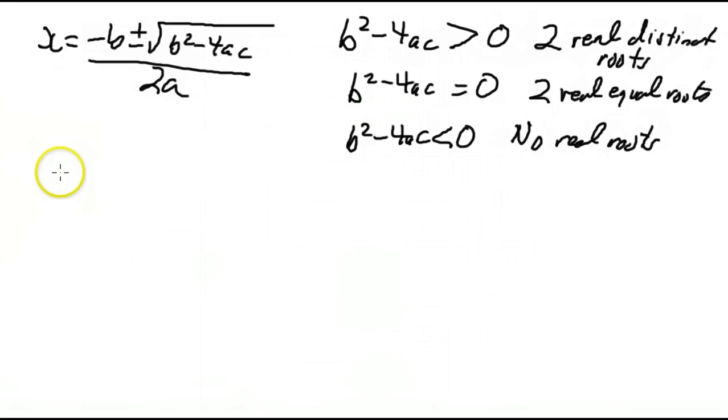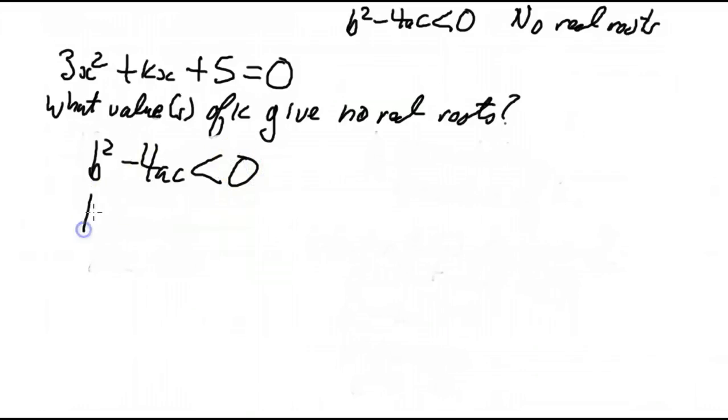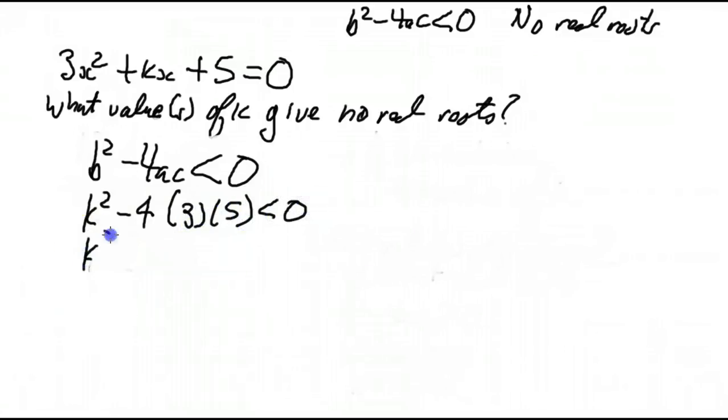Let's say that I have 3x squared plus kx plus 5 equals 0. What value or values of k give no real roots? In order to have no real roots, we need the discriminant to be less than 0. It has to be negative. So we'll go k squared minus 4 times 3 times 5 is less than 0. k squared minus 60 is less than 0. k squared must then be less than 60.